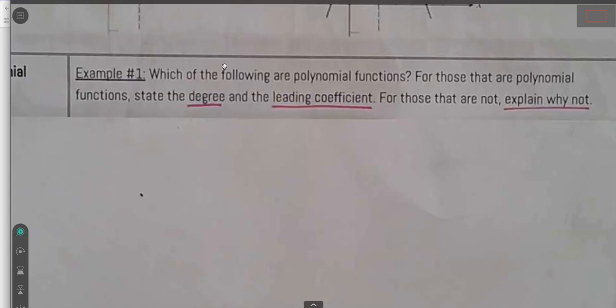Maybe they are. We'll find out. Right, so the first one, the degree is 3. Yeah, they're all. Where's the answer?